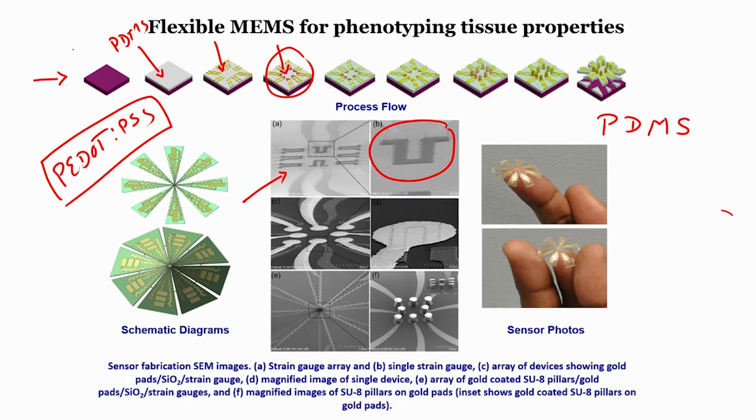If the first step is silicon, then the second step is PDMS spin coating, the third step is chrome gold deposition and lithography to form the pattern, the fourth step is to deposit or spin coat PEDOT:PSS and pattern it to form piezoresistors. Fifth step is to grow or deposit silicon dioxide on the sensor. Sixth step is to open the contact pads and to deposit a gold pad.